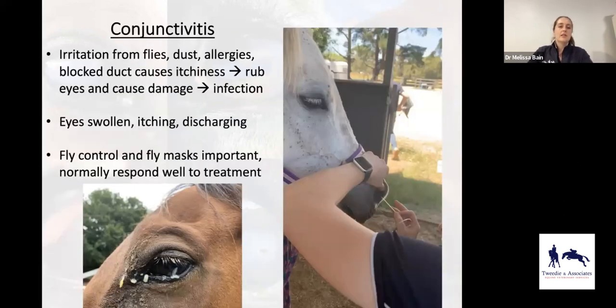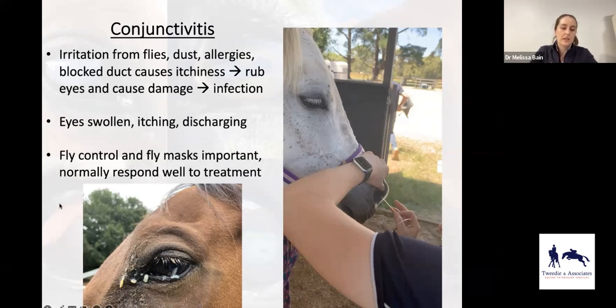So conjunctivitis is another thing that I see pretty commonly. This is normally caused when there's irritation from flies, dust, allergies, or a blocked nasolacrimal duct. The horses then rub their eye, which causes some micro damage, and then they get infected secondarily with bacteria. So the classic severe conjunctivitis would be this one down here, where we've got copious amounts of mucoid discharge, mild swelling, and just constant tearing of the eye as well.